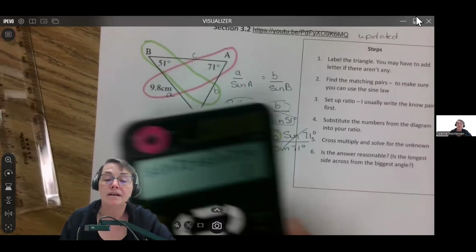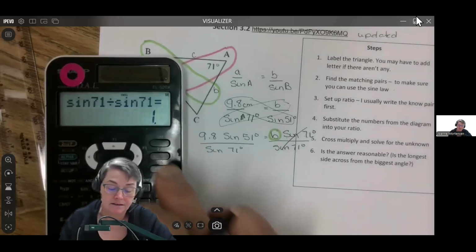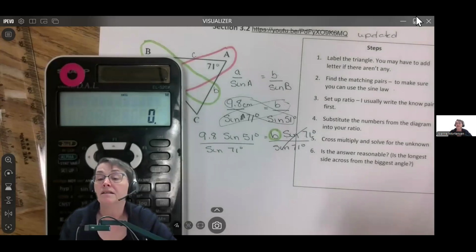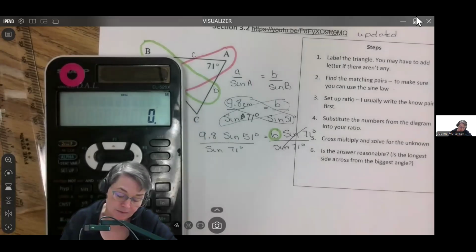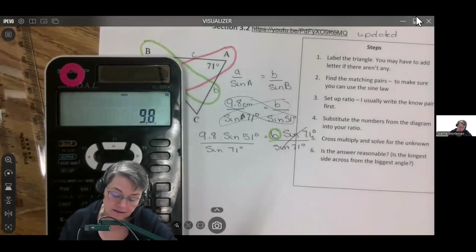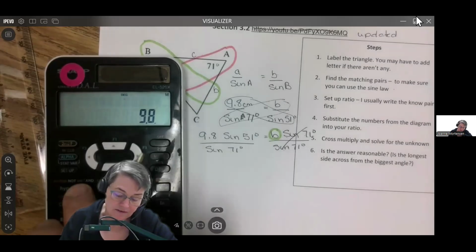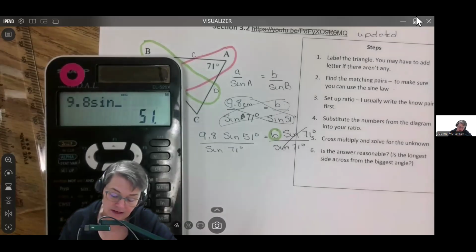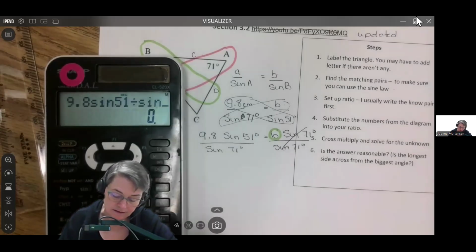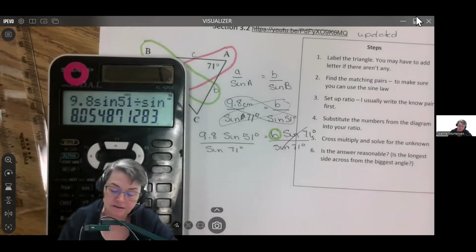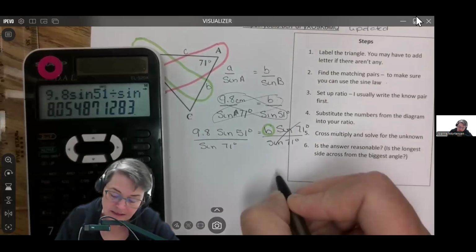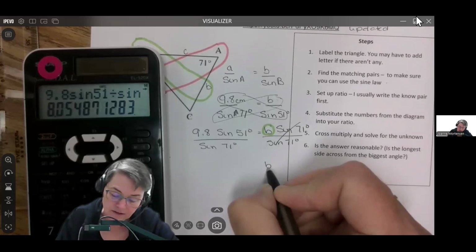Try this with your calculator. Okay. The calculators we use are pretty good. They're pretty good at direct algebraic logic, which means I should be able to type it in exactly the way that it looks and not get an error. So I'm going to go 9.8 sine 51 divided by sine 71, and I should get an answer, right? So really, I'm going to do the answer first, and then I'll put the key punch.